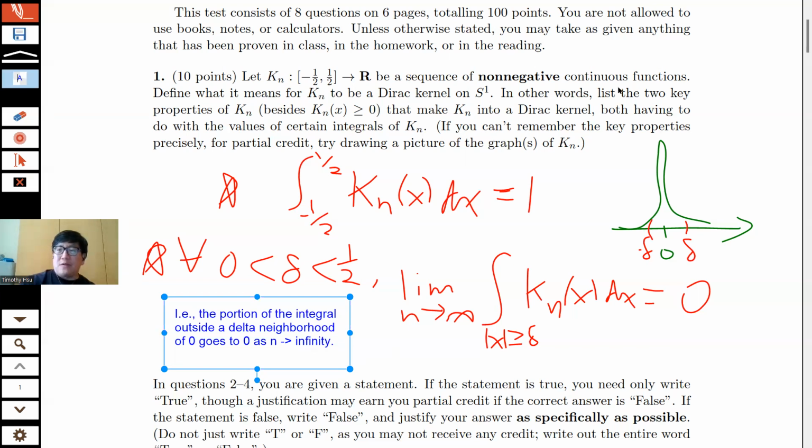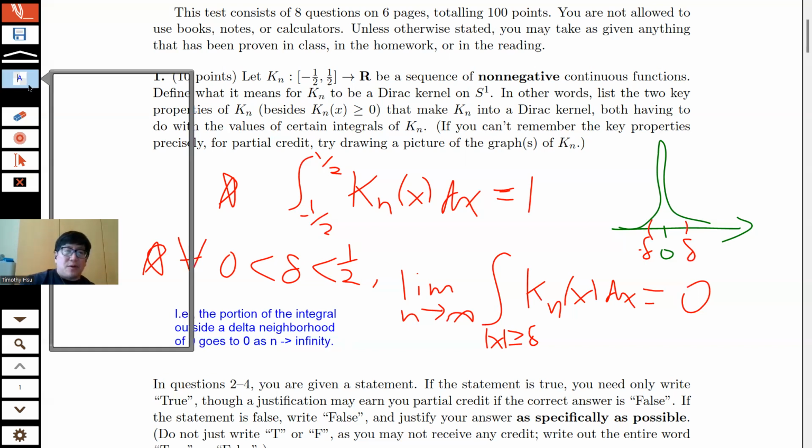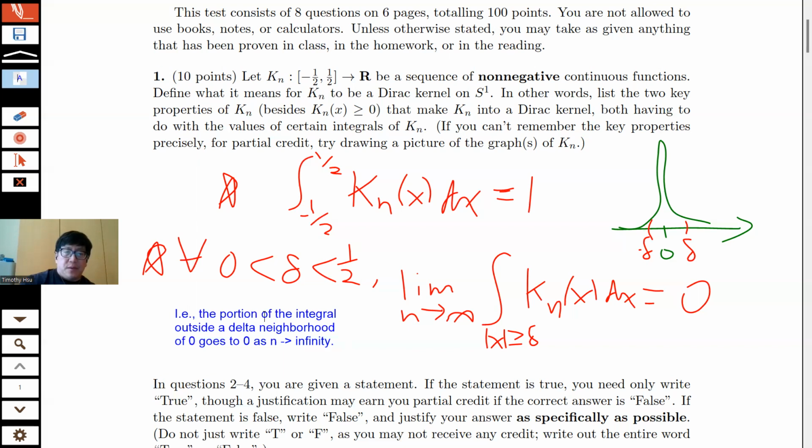Does the limit on the inside? Well, that's a good question. So remember, the total integral is going to be 1. So the portion inside the delta neighborhood goes to 1. And it's 1 and not infinity or something, because you want to think of it as representing a percentage.